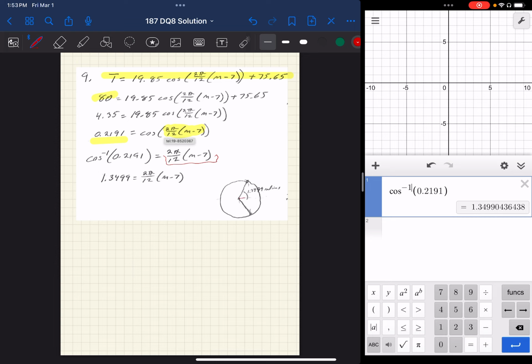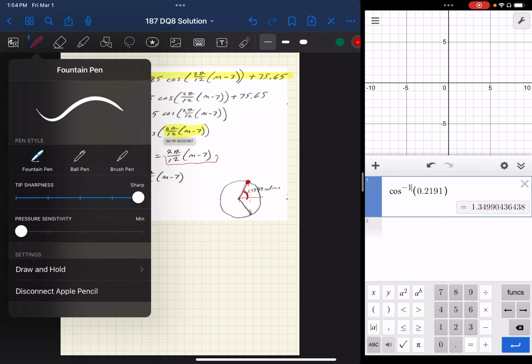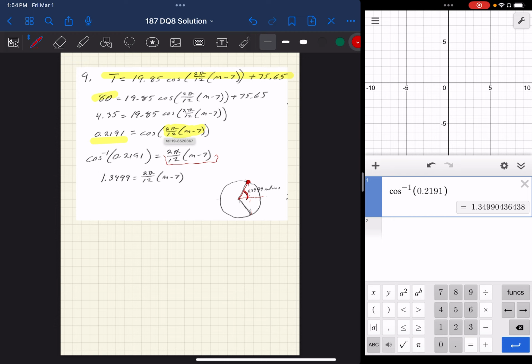So that tells me that this angle right here is 1.3499 radians. But now you have to stop and remind yourself that there's always two angles that result in the same value of cosine. There's this angle here with its terminating ray ending right there. And then because of circle symmetry, there's this larger angle.